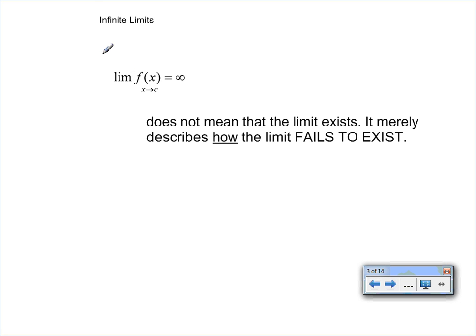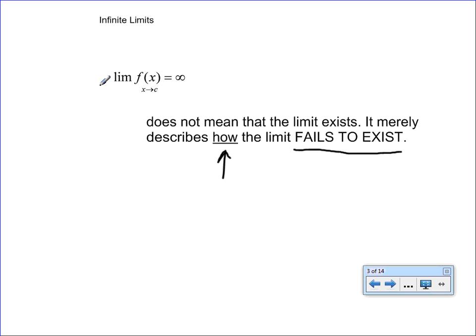So when we're talking about an infinite limit, such as when we make a statement like we just did, that the limit as a function approaches a value is infinity, either positive or negative, it doesn't mean that the limit exists. We haven't changed that. The limit doesn't exist. We're still showing unbounded behavior. But what we're doing is describing how the limit fails to exist. We're getting a little more specific about the failure of the limit.